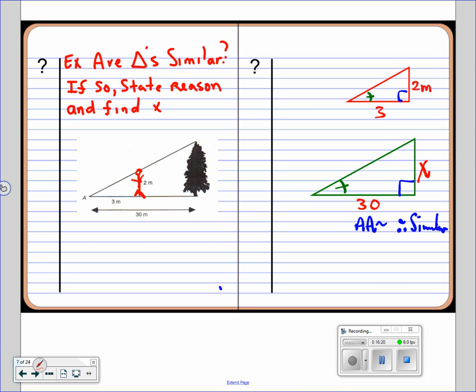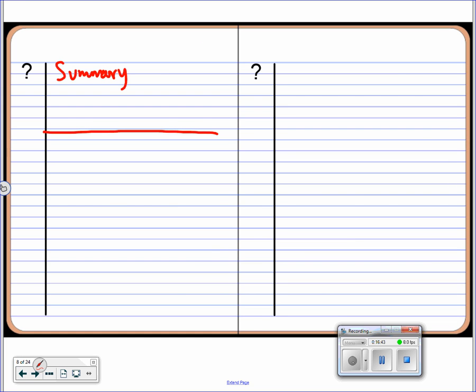And of course, we'll just call the height of the tree x. All right, since it's similar, I get to write a proportion between their corresponding sides. Yep, 3 over 30. And now it's just a matter of solving that. And when I do, I get 20. So, 20 feet high or whatever it is. That's how you're going to find the height of the tree. Go ahead and write your summary.